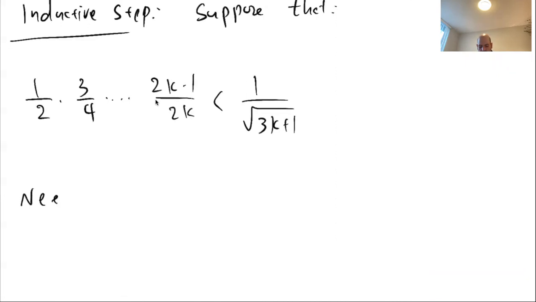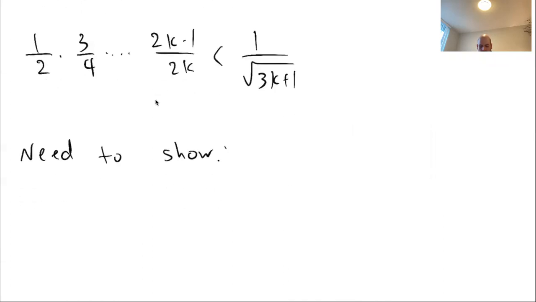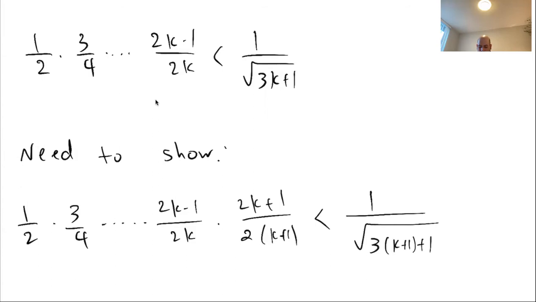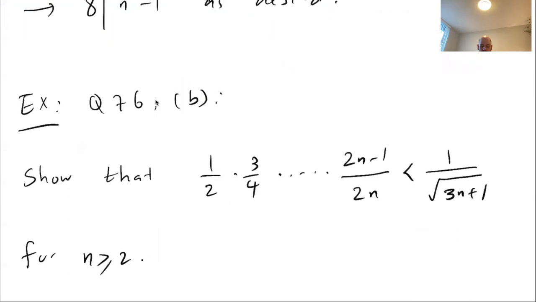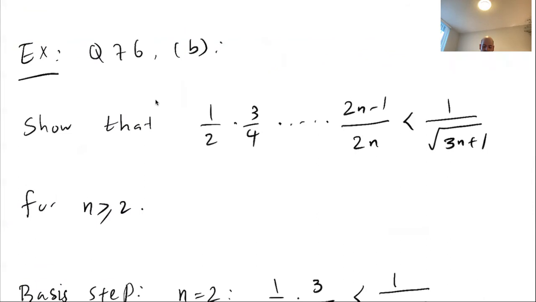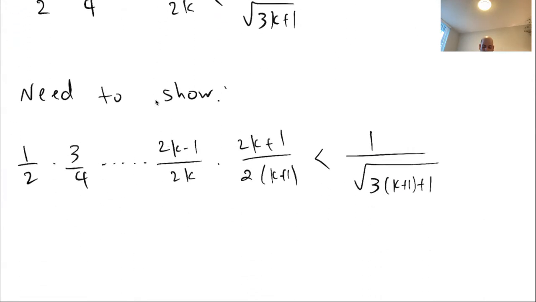So we need to show the inequality holds for n equals k plus 1. What does that mean? It means 1 over 2 times 3 over 4 times ... times 2k minus 1 over 2k times 2k plus 1 over 2 times k plus 1 is less than 1 over root 3 times k plus 1 plus 1. If n equals k plus 1, the last term is going to be 2k plus 1 over 2 times k plus 1. Right-hand side, if n is k plus 1, is going to be 3 times k plus 1, under the root.